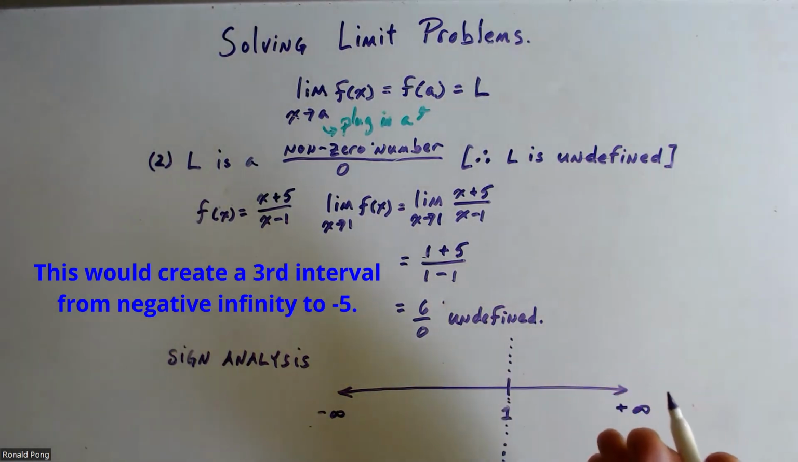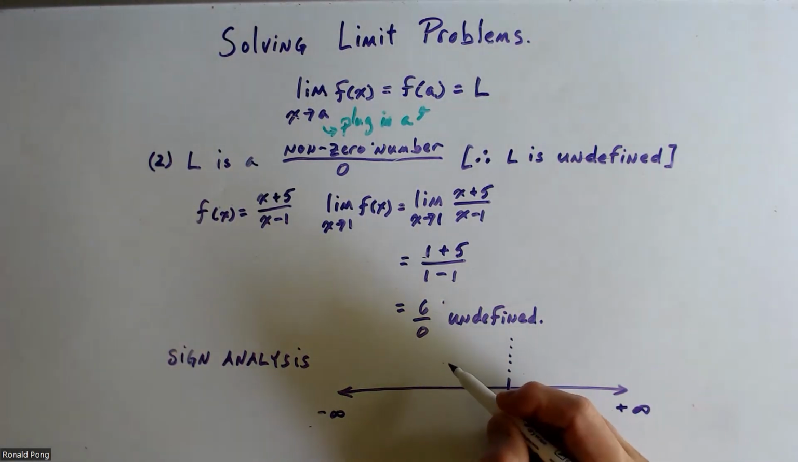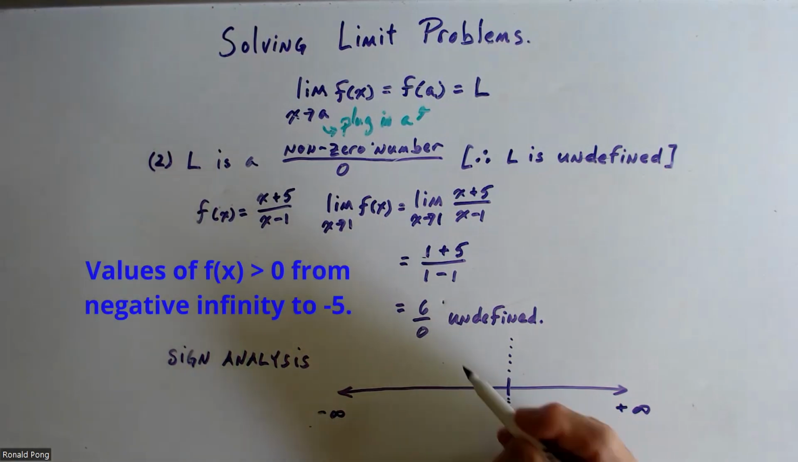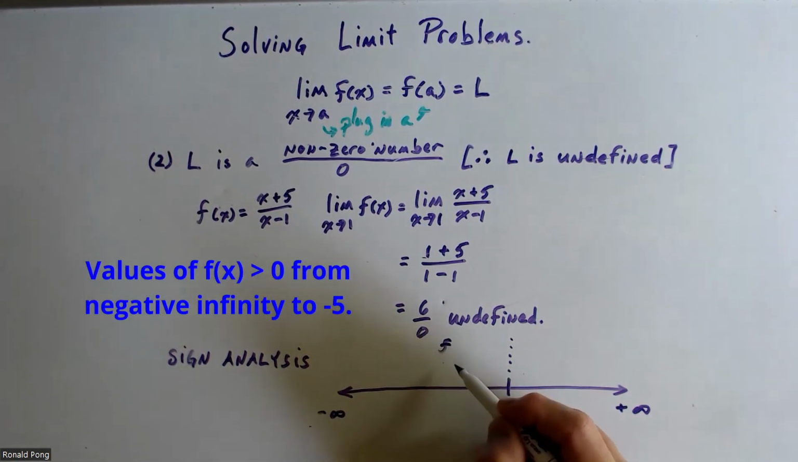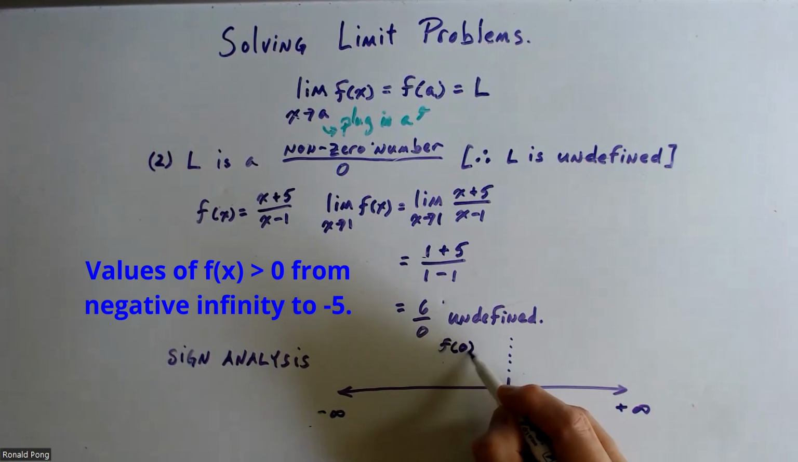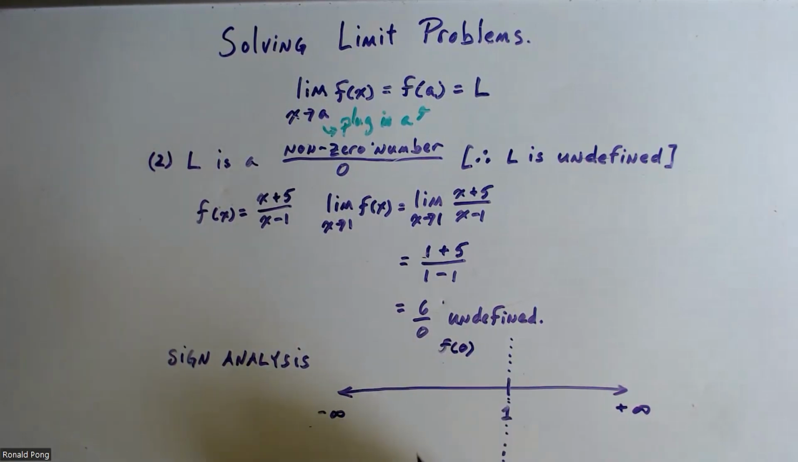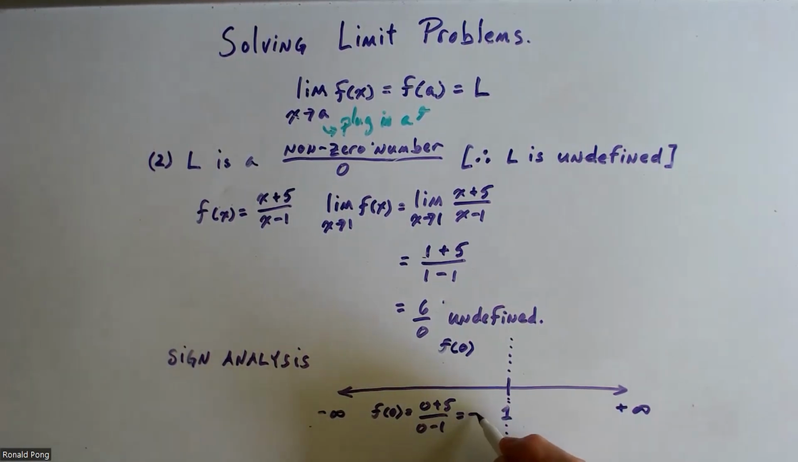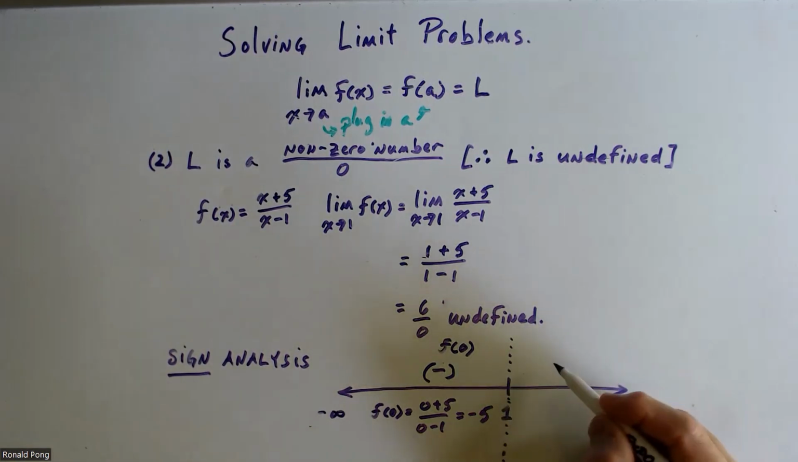You can pick any number in this interval. Of course, we want to pick the easiest values we can. In the left-hand interval, 0 is clearly the easiest value to pick. And if we plug in 0 into our function, 0 plus 5 over 0 minus 1, we end up with a -5. And what's important isn't the 5, it's the negative. It's the sign that we're interested in.